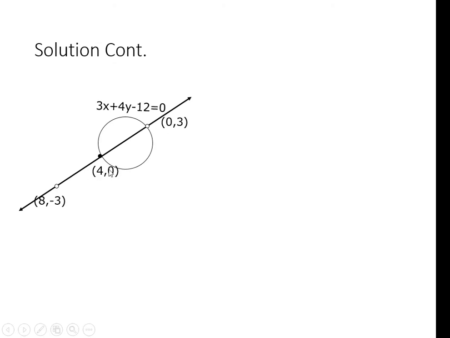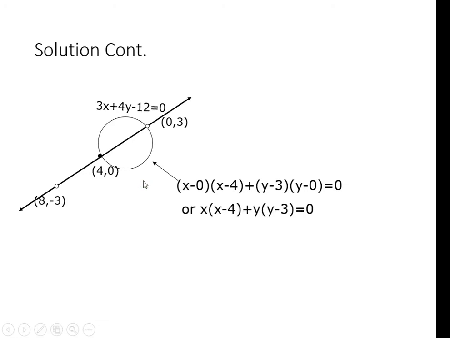And now just see, we want to find the equation of the circle. So the circle is (x minus x1)(x minus x2) plus (y minus y1)(y minus y2) equals 0. So this is how we got the equation of the circle.